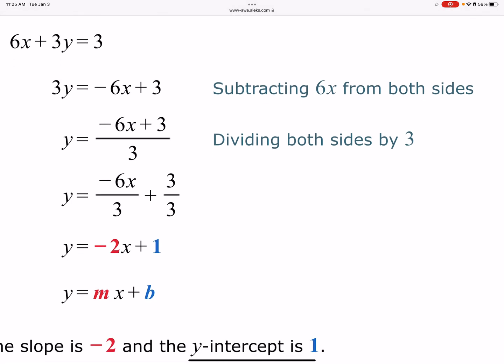Now that y is isolated, 3y equals -6x plus 3, and we want 1y. It's similar to saying 3 candy bars is equal to 12 calories; how much is 1 candy bar? You're going to do 12 divided by 3. Same concept. So divide by 3, simplify each one, and you end up with y equals -2x plus 1, where -2 is your slope and 1 is your y-intercept.